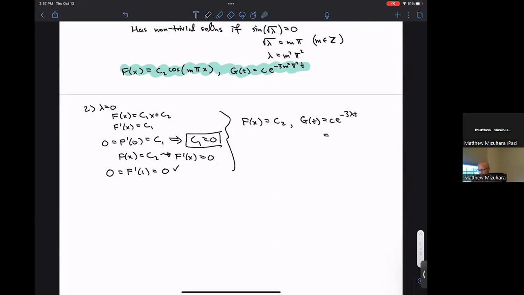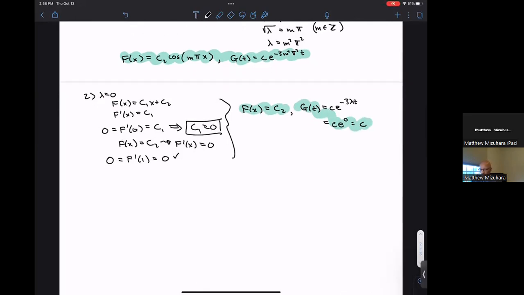But in this case, remember, lambda is 0. So I can simplify this. This is c times e to the 0, or that's just another constant. So this is an interesting case. In this case, there's g and f. I have f as a constant, g as a constant. So when I multiply those together, I'm just going to get a constant number. Okay, but apparently that's also a solution.